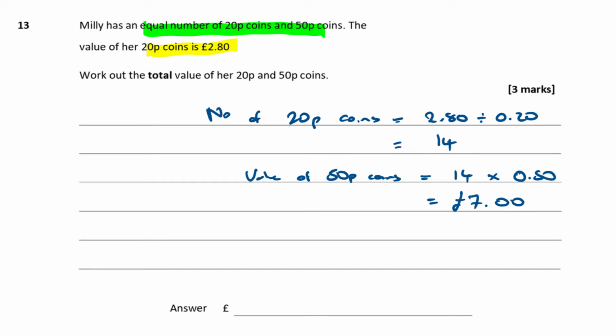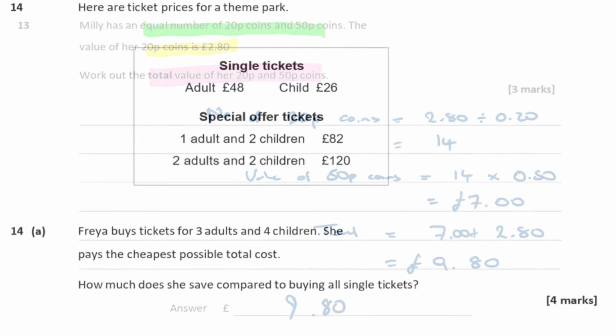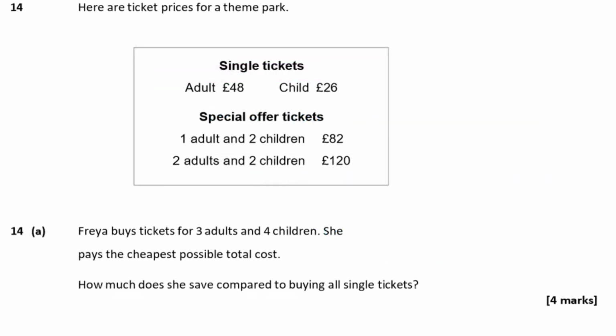Okay, so work out the total value of her 20p and 50p coins. So then the total is going to be the £7 plus the £2.80, isn't it? Which comes to £9.80. £9.80.